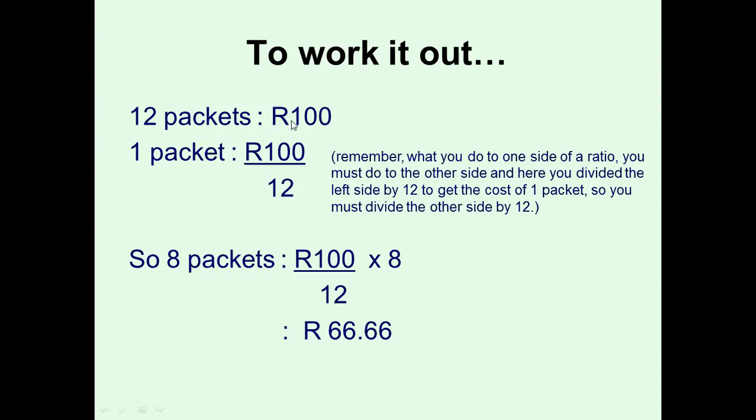So if 12 packets costs 100 Rand, one packet costs, and now what have you done to this side? To get this side to 1, you divided it by 12. What's the golden rule of the ratio? What you do to this side, you've got to do to that side.